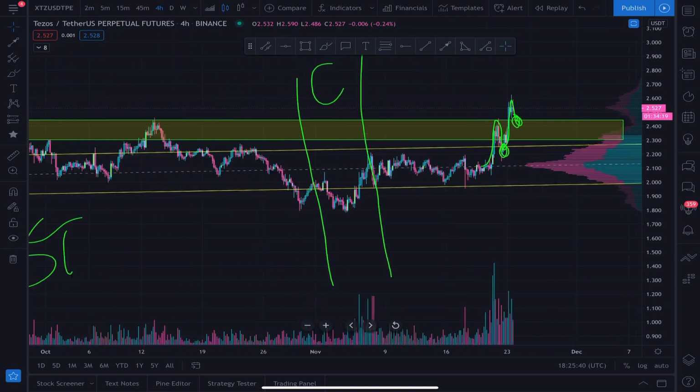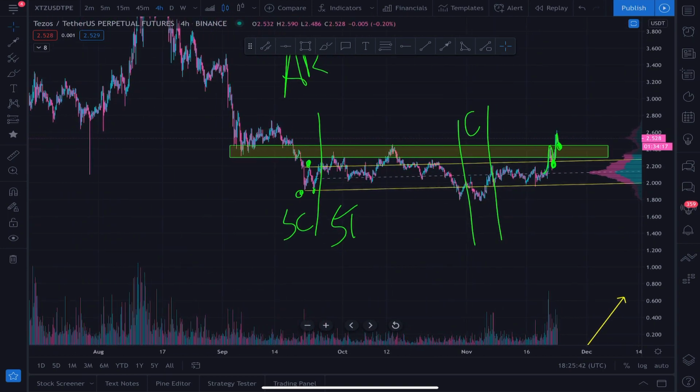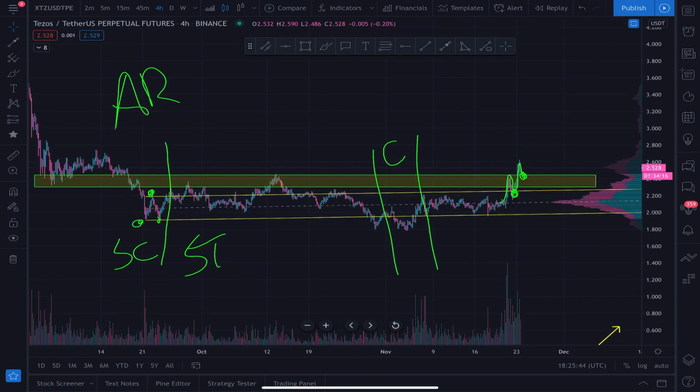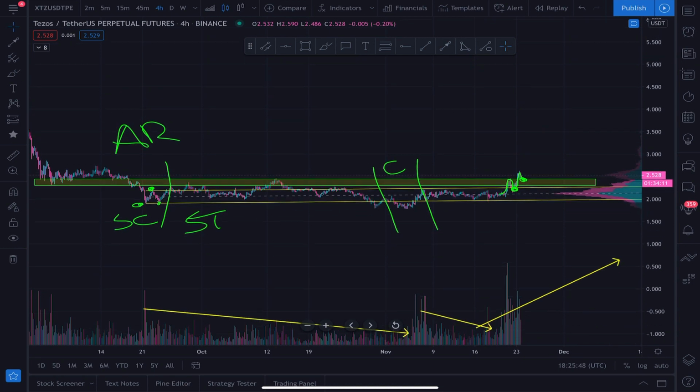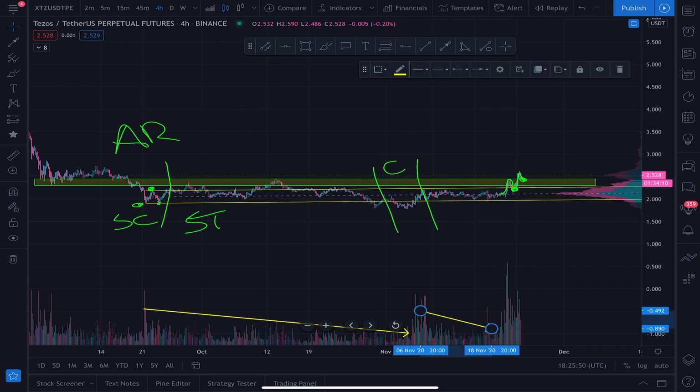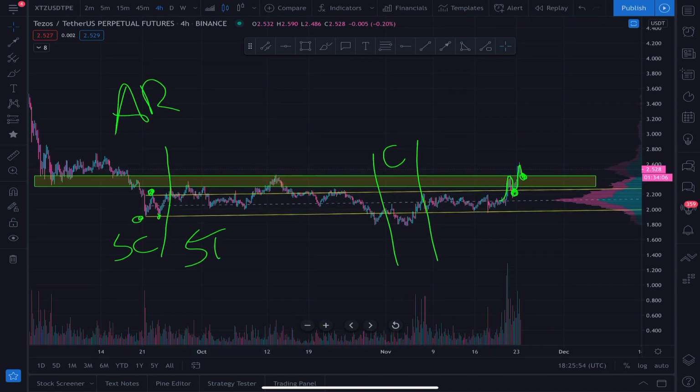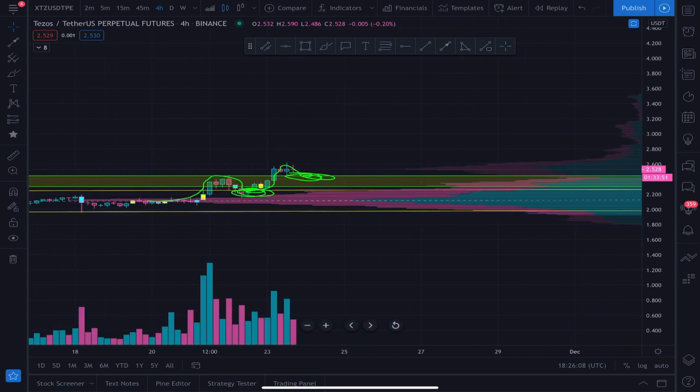So honestly, when we are in the beginning stages of markup, that's when the big moves happen. That's when the moves that everybody's familiar with, what makes crypto crazy, happen. And we can find other examples of that in some other charts, but we'll take a look at some other assets in other videos. But what I'm seeing inside of Tezos is it's looking really good.